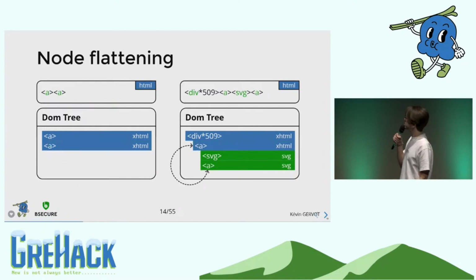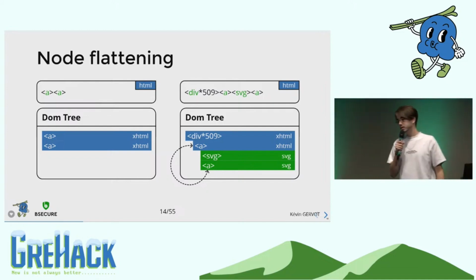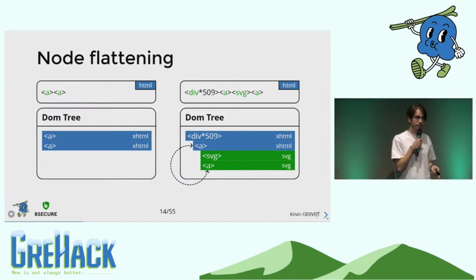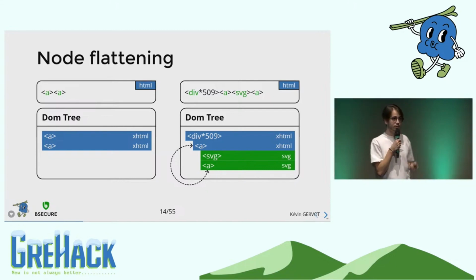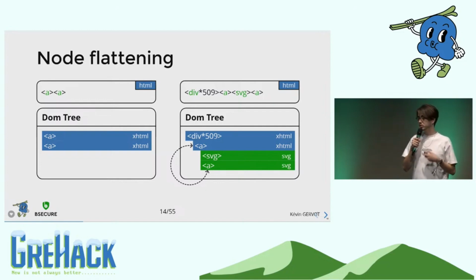So why is this interesting? If we take again the following example, we can see on the left that in the HTML namespace, we can't have two nested A tags. But if we use the node flattening to force an A tag to be flattened out of an SVG tag, because the second A tag is parsed as SVG, it is possible after the first parsing to create something which is supposed to be invalid, but which is going to mutate if we reparse it.